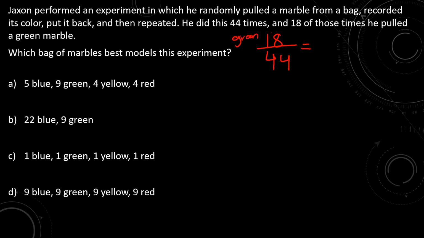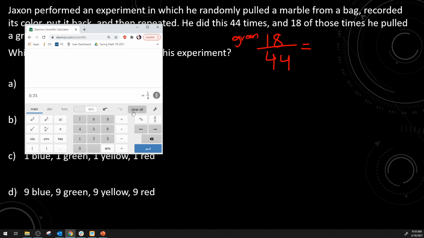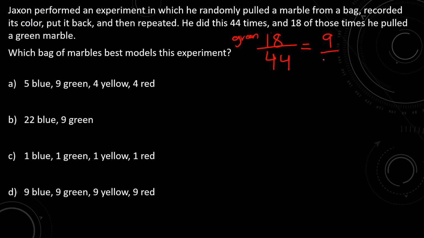Let's simplify this fraction to help us. So I'm going to type it into Desmos to help us simplify it. I'm going to hit this button over here, and it tells me 9/22. So that means that when I'm looking through these different answer choices, I want to find one that has a 9/22 chance for pulling a green. So if I look at A, there are 9 green. If I add all the other colors together, so 5 plus 9 plus 4 plus 4 to get the total number of marbles in that bag, I would get 22. So that one, the first one out of the gate, that one works.